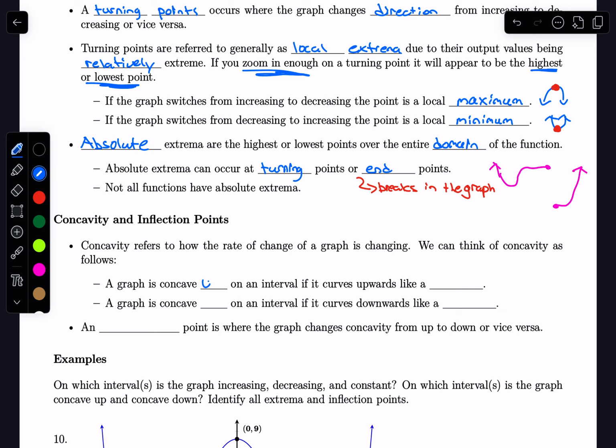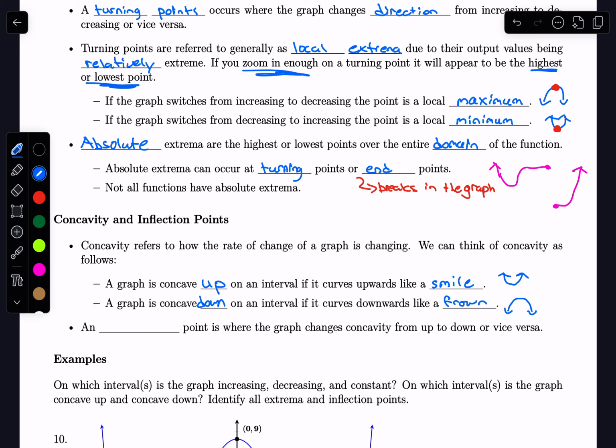So a graph is concave up on an interval if it curves upward like a smile. So if it's curving up, that would be concave up. Looks like a nice happy face. The graph is concave down on an interval if it curves downward like a frown. So if it's getting more and more negative, okay, that's the exact way to describe it. More negative, think frown. And more negative just means that it curves down like that frown.